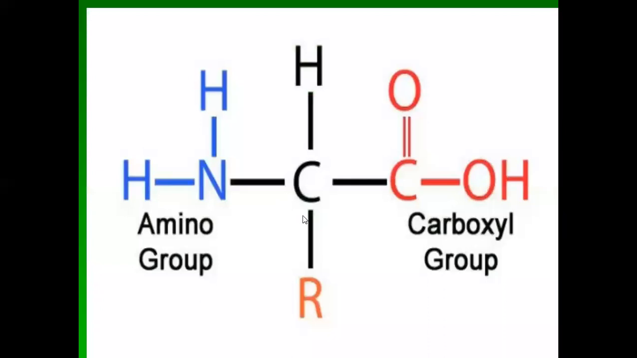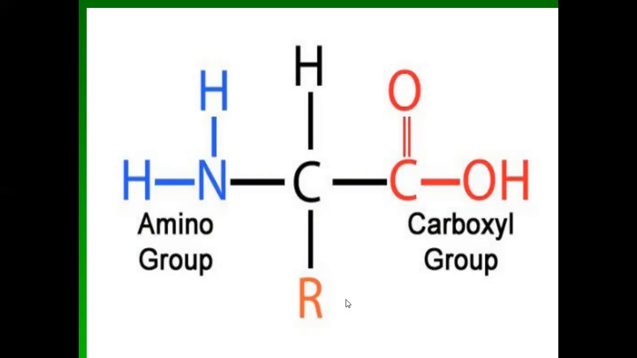Here is the general formula of an amino acid. It contains one central carbon, bonded to one R group, one amino group, one carboxyl group, and one hydrogen atom. The R indicates a specific side group. The R differs in the different types of amino acids.